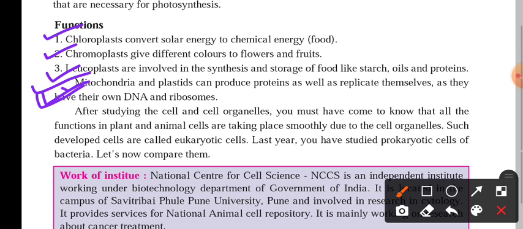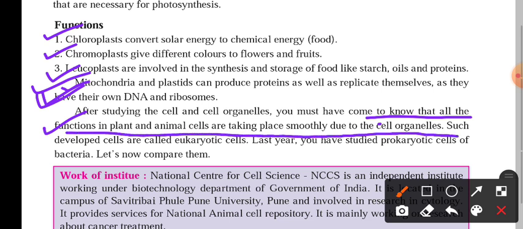After studying the cell and cell organelles, we know exactly what the different components are inside the cell, which help in carrying out the different functions of the cell. Another thing they have mentioned here is that we come to know that all the functions of plant and animal cells take place smoothly due to the cell organelles. Such developed cells are called eukaryotic cells.